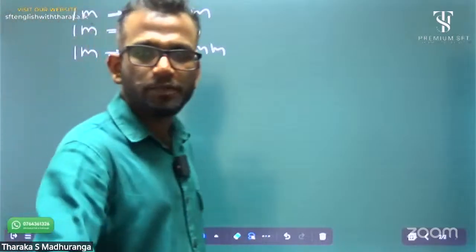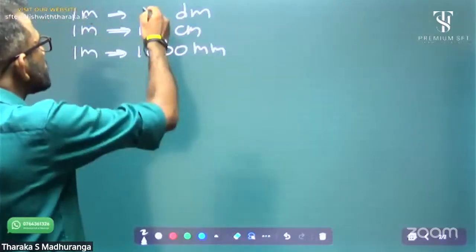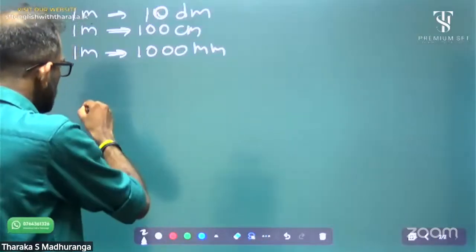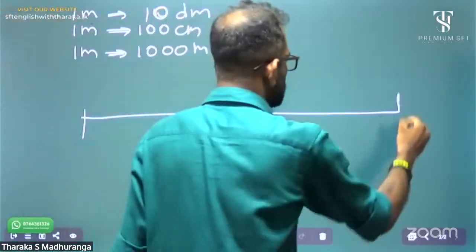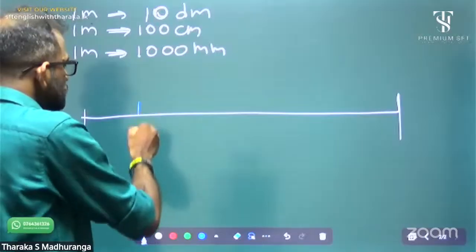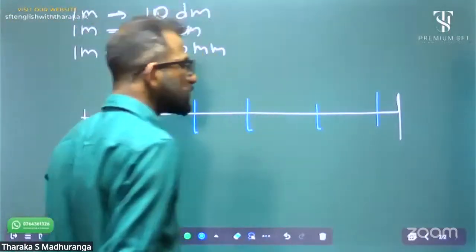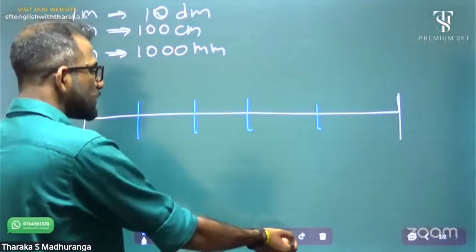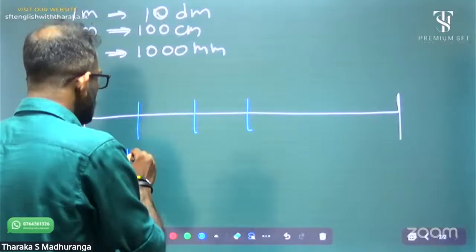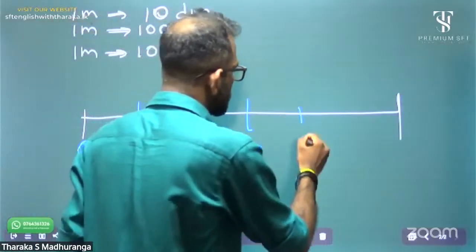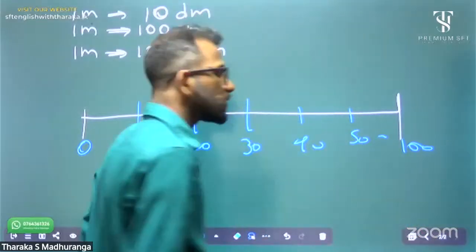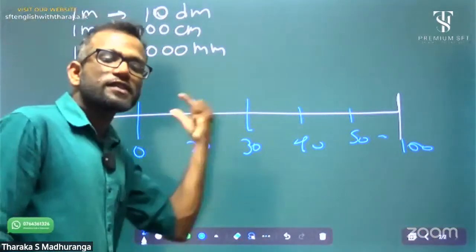How many decimeters per 1 meter? Very good, 10 decimeters. Remember, if you have a meter ruler, think of it as 1 meter. If you divide this 1 meter into 10 equal parts, you get 10 parts of 10 centimeters each: 0, 10 centimeter, 20, 30, 40, 50 centimeter, up to 100.